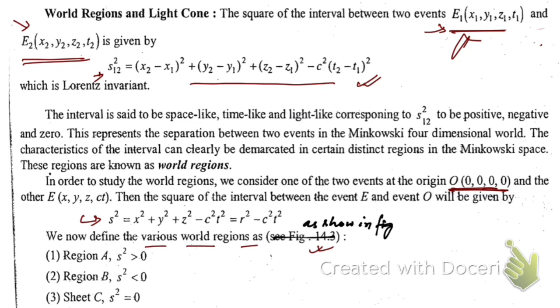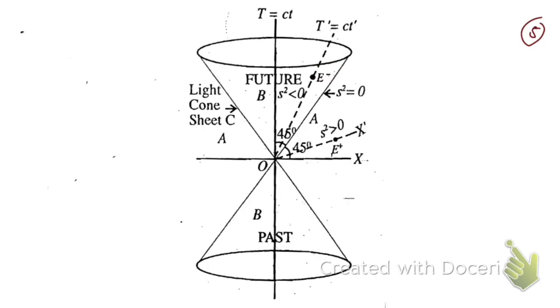Okay, so region A, where s square is greater than 0. Let me show you the region here. This region A is where s square is greater than 0, and region B is where s square is less than 0.